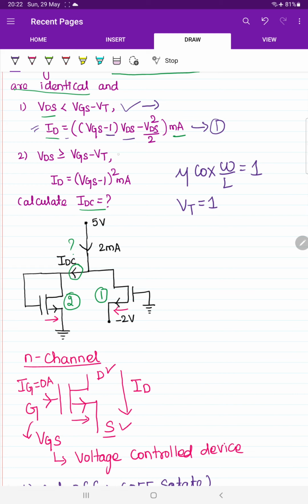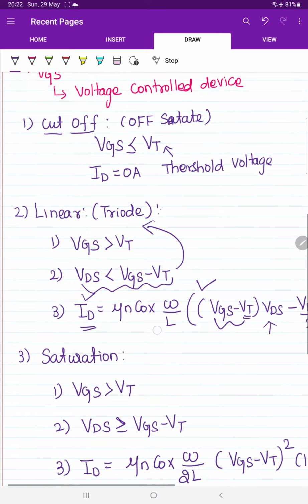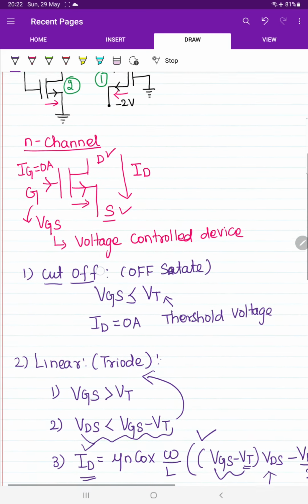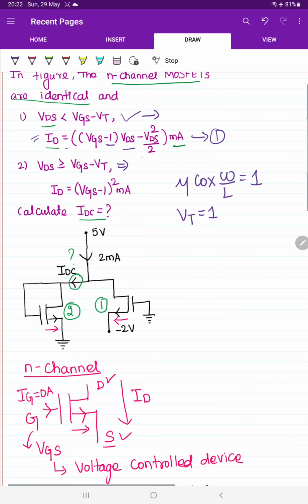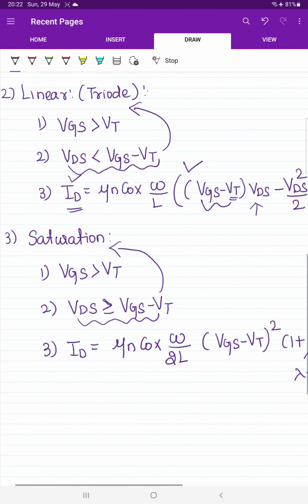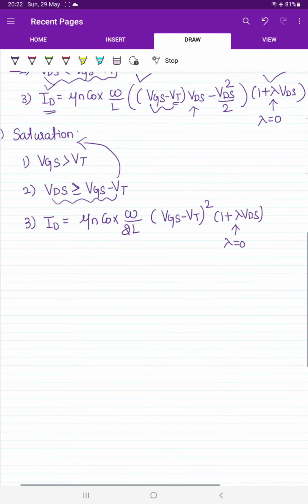Suppose it is entering into, when VDS is greater than or equal to VGS minus VT, then the region of operation will become saturation. So the conclusion is, in the second case, our MOSFET will be entering into saturation region. When it enters into saturation region, once again we know the formula that the value of ID can be written as mu n C ox W by 2L into (VGS minus VT) whole square. Of course, in our question, channel length modulation effect is not being considered, so you can neglect this term.